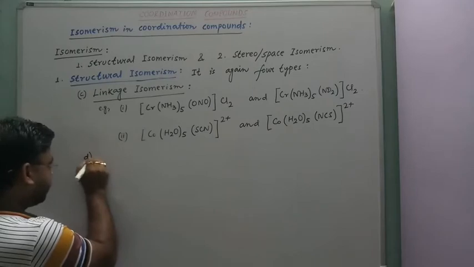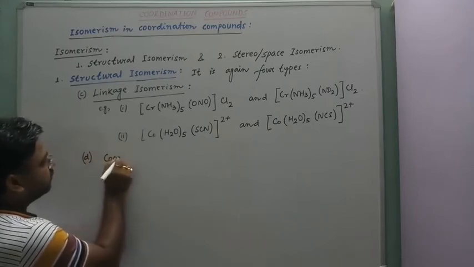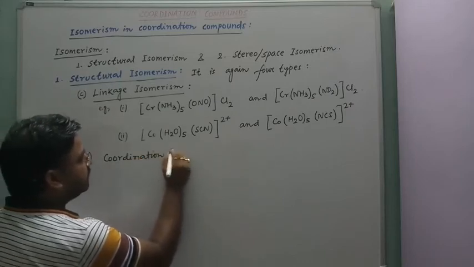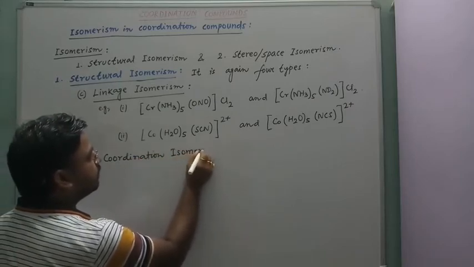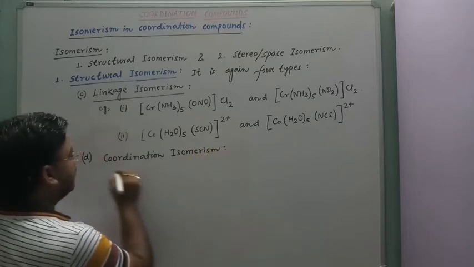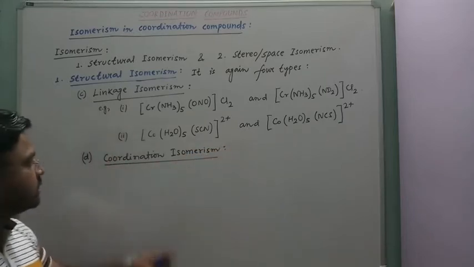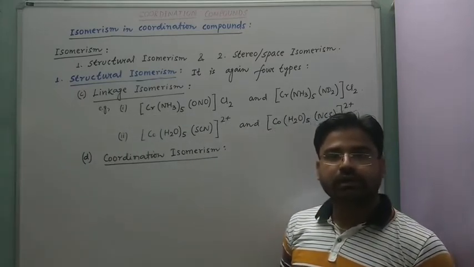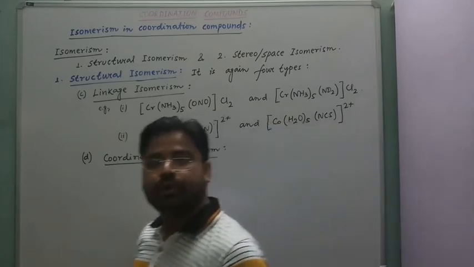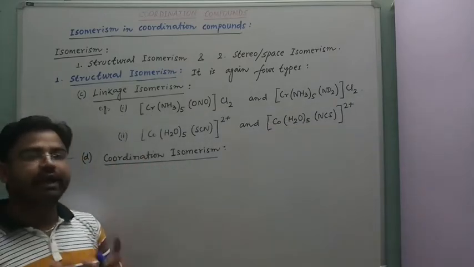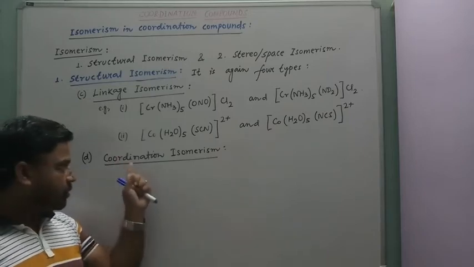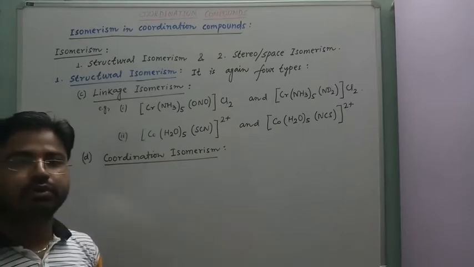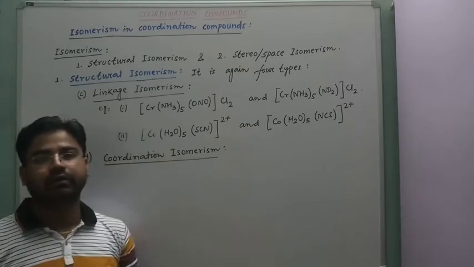And number D, coordination isomerism. So what is coordination isomers? So this type of isomerism occurs only in those compounds which contain both cationic and anionic complexes. So coordination isomerism occurs in those compounds which contain both cationic and anionic complexes.